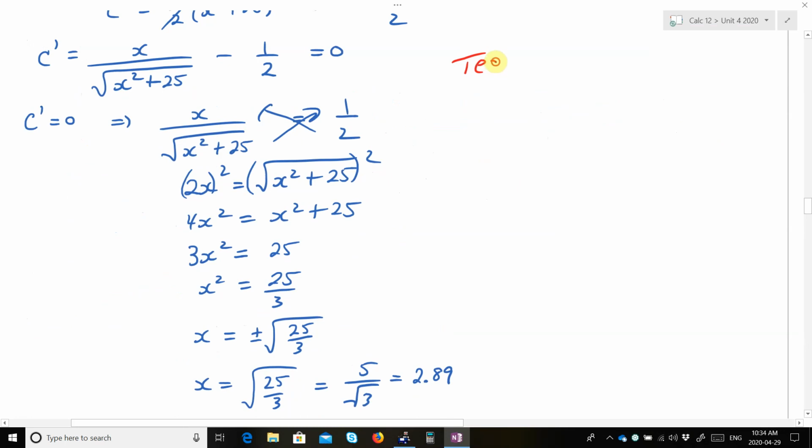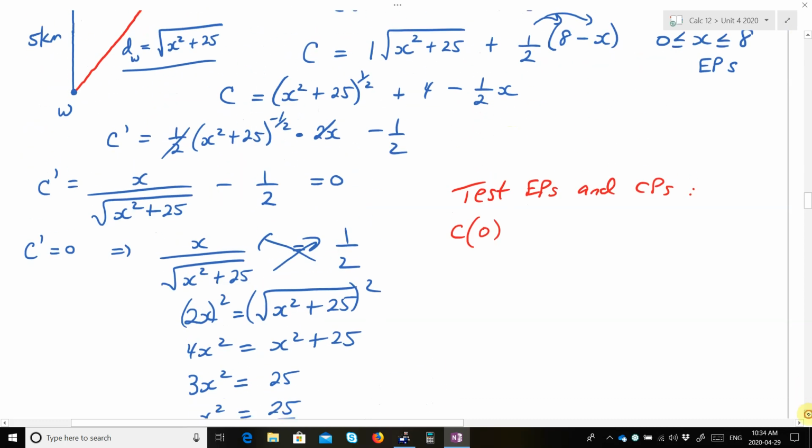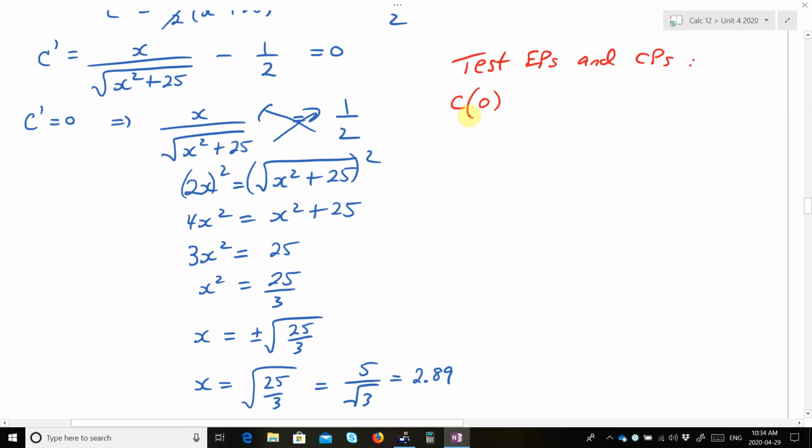Okay, so now let's test endpoints and critical points, and we are looking for the minimum cost. So the cost if x was 0, the cost if x is 8, so what that means is pumping the oil underwater the whole way. And the cost at the critical point, 5 over root 3.